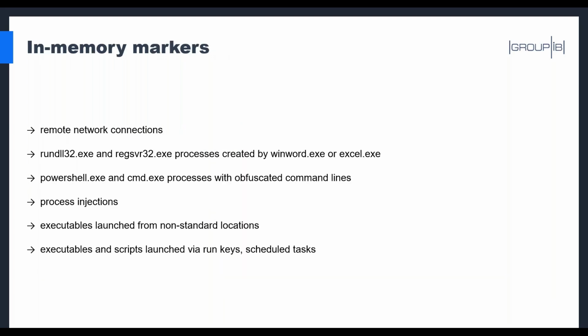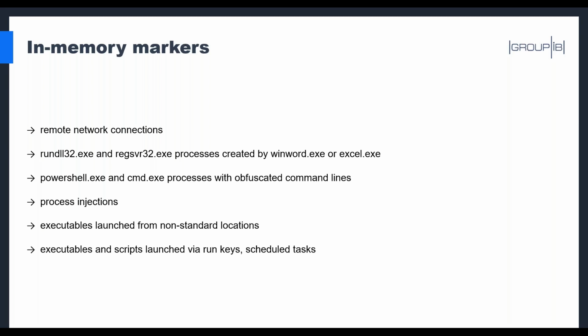And how can we actually convert this information about TTPs to our topic, to memory markers? First of all, we need to pay attention to remote connections that are created by system processes. For example, Explorer, right? Because this is one of the standard ways to inject code there and create some network connections, or to create some svchost instances and use them to connect to some command and control servers to get the payload. So we need to pay attention to network connections.